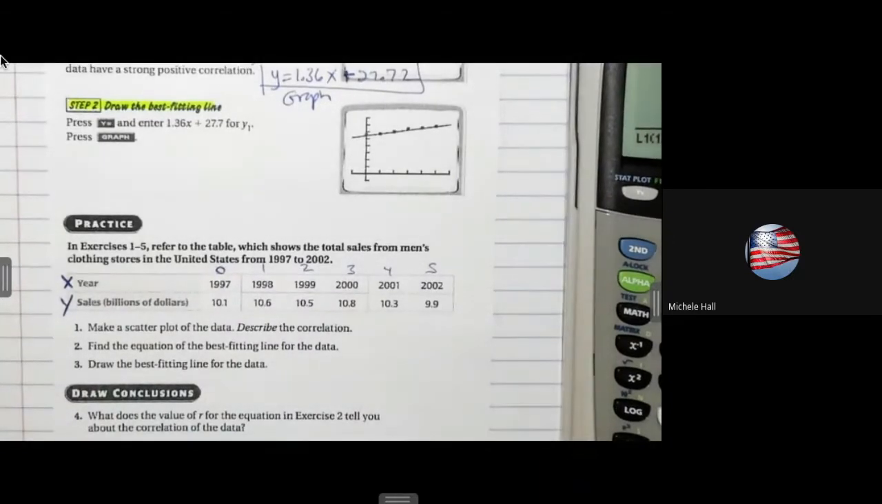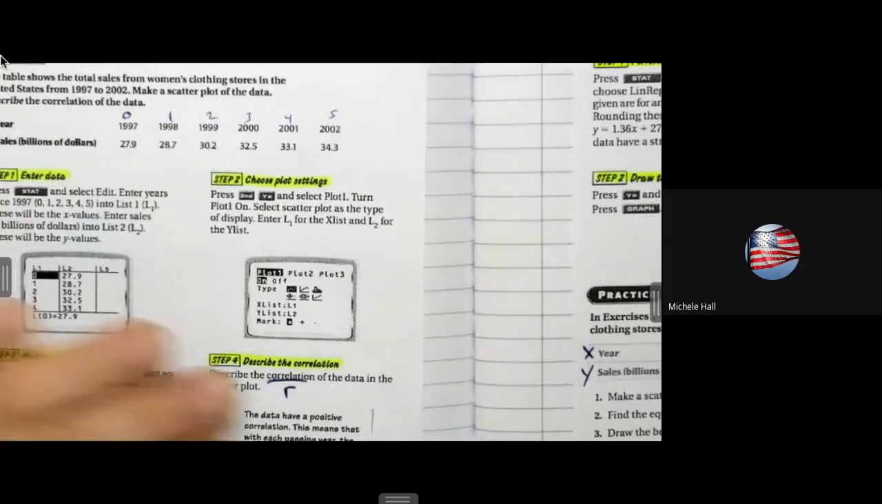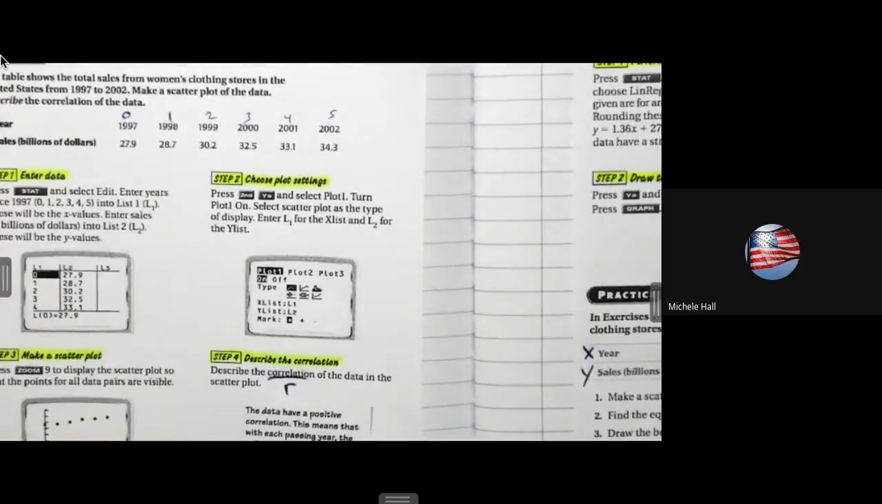So what I want you to do right now is look back on here and try to get started. I'm going to go through it with you, but try to see if you can start entering your data. How far can you get in your notes so that you can do your homework?